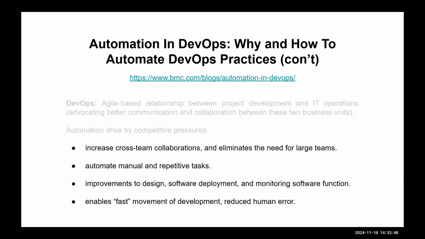And then finally, it enables fast movement of development and reduces human error. So we talked about how agile is all about moving fast in development, getting things out the door quickly. The structure of the teams in agile allows for that. But you really need to enable it.